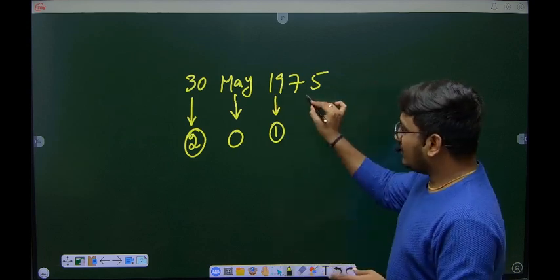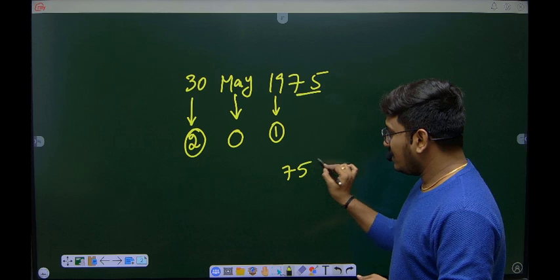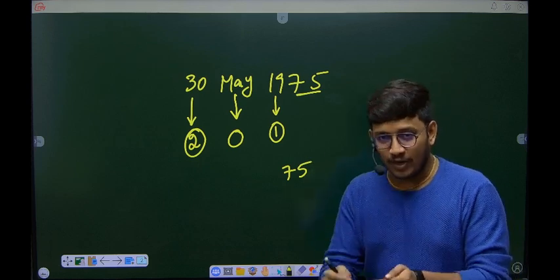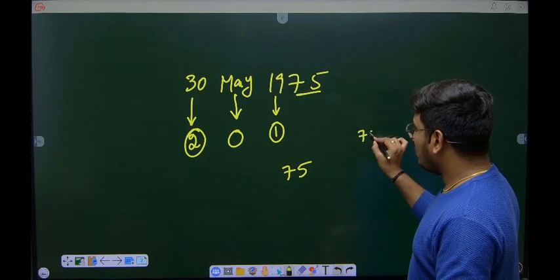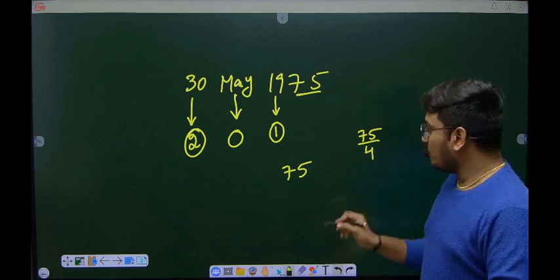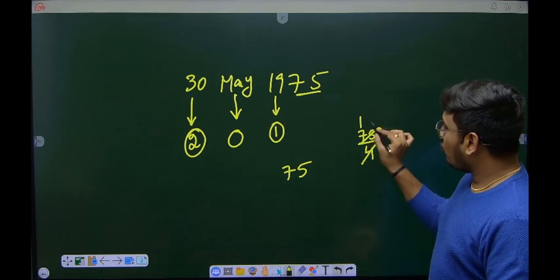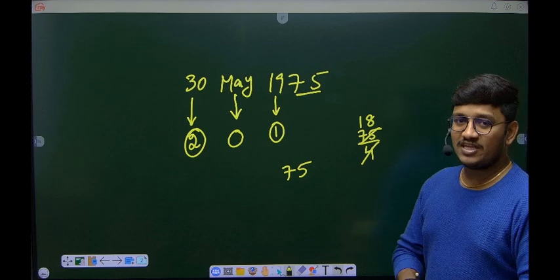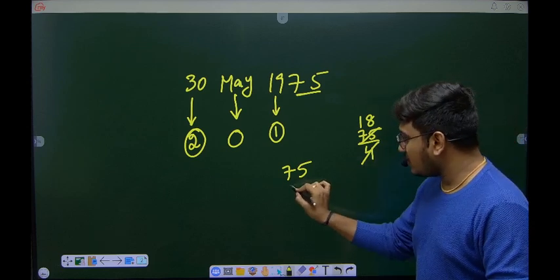Now 75 years. How many odd days does this 75 years have? 75 years has 75 odd days plus how many leap years are present in 75? You just need to do 75 divided by 4. 4 eights are 32. So how many leap years do we have?